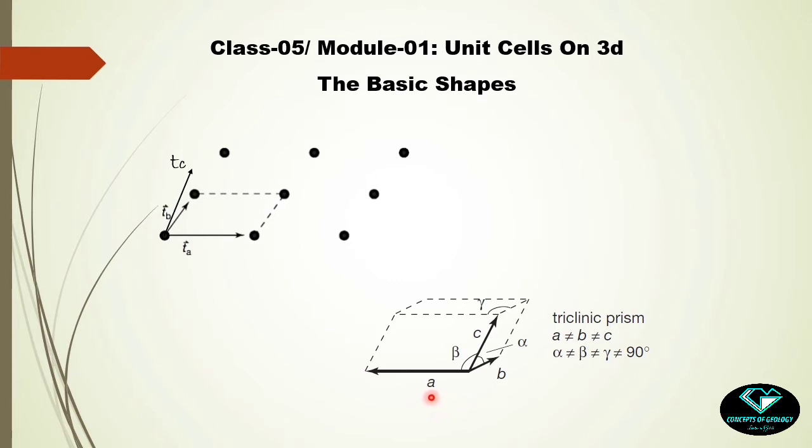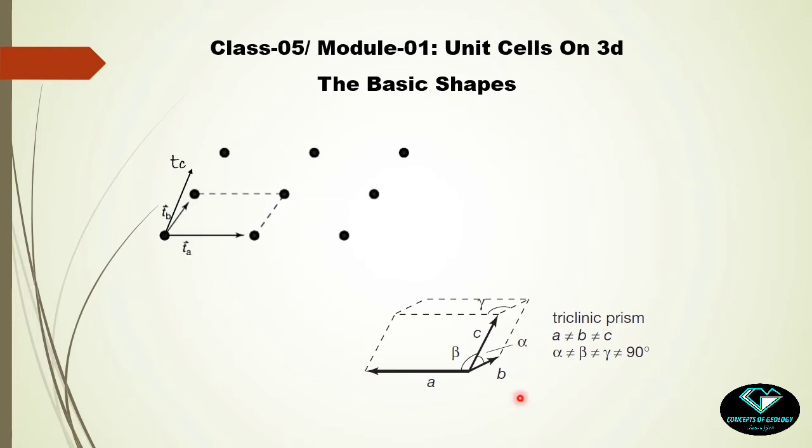Look here, all the translation vectors TA, TB and TC are unequal, and the angle between them is a general angle. They are not a right angle or 60 degrees or 50 degrees, whatever. They are general angles. So this is called triclinic because all the 3 axes are inclined, they are not right angles. As all the 3 axes are inclined, the shape is called a triclinic prism.